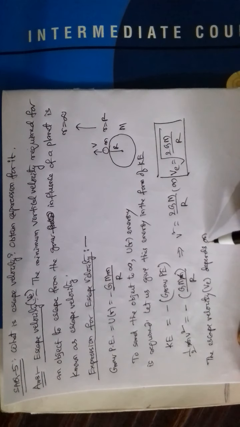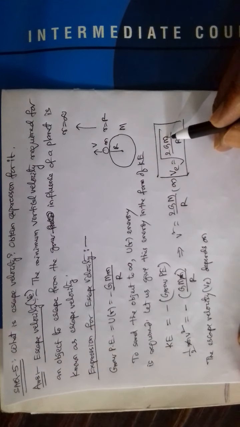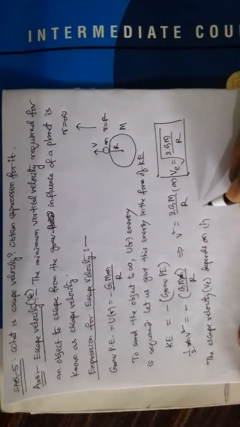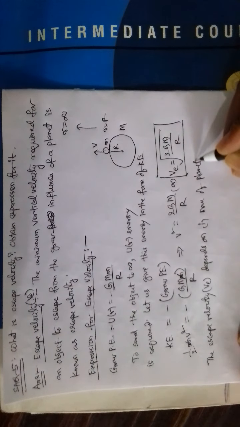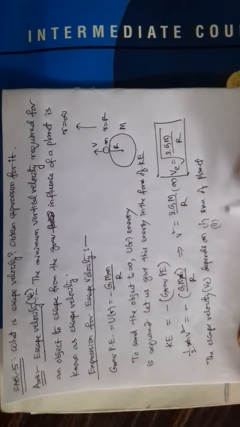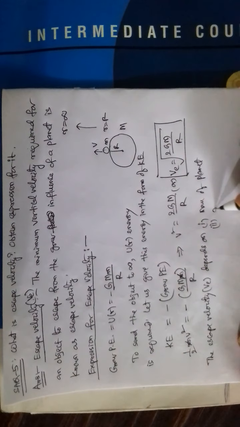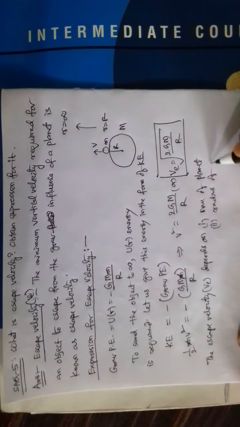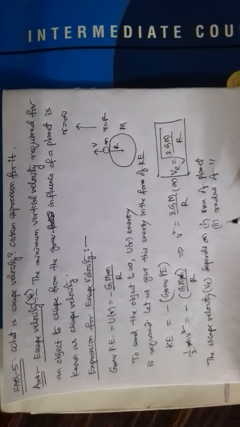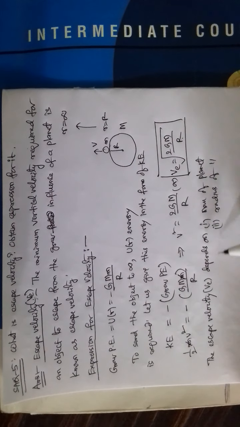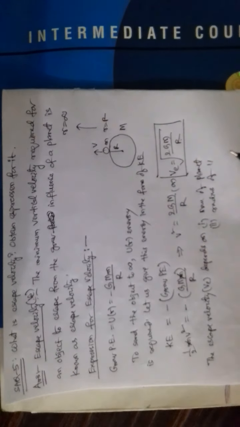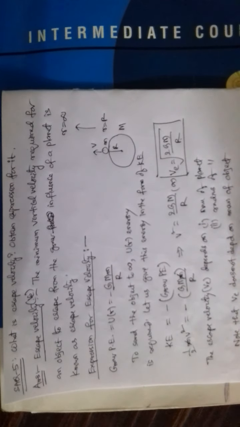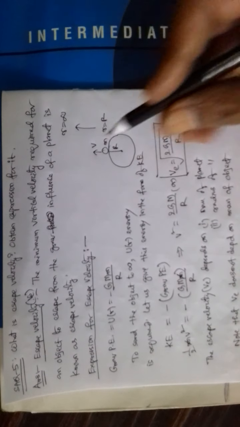The escape velocity V depends on what? Capital M and capital R. So one factor is the mass of the planet, and second is the radius of the planet. And you remember that V doesn't depend upon the mass of the throwing object. You note that V doesn't depend on the mass of the object thrown.